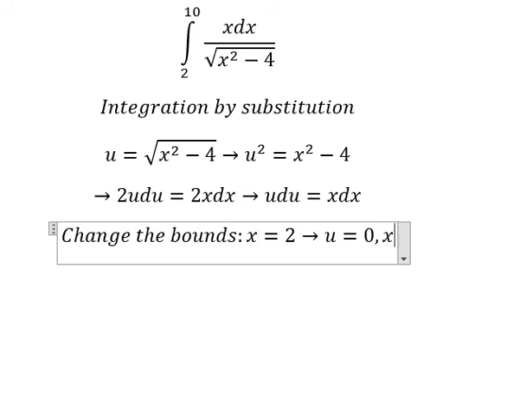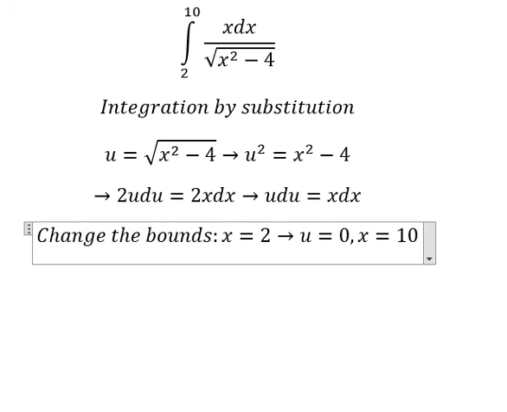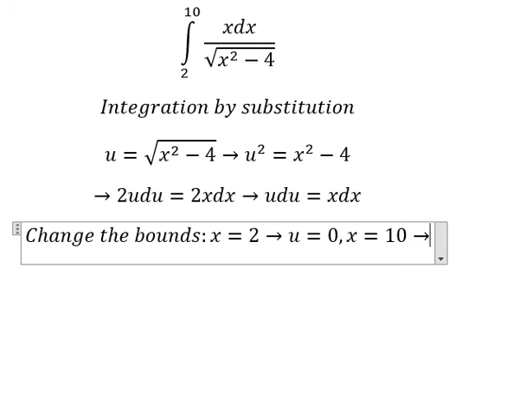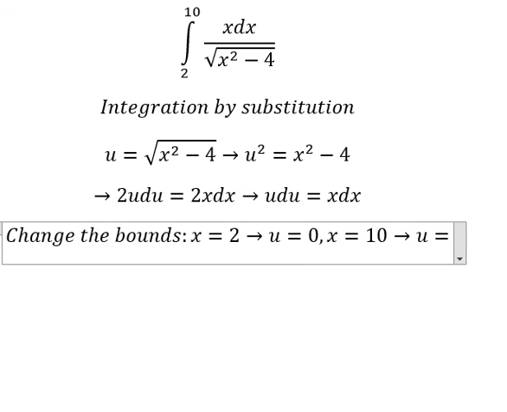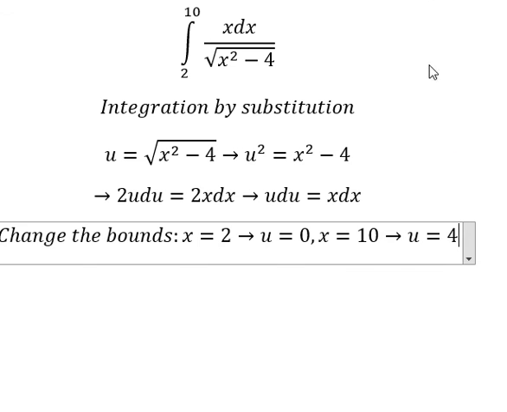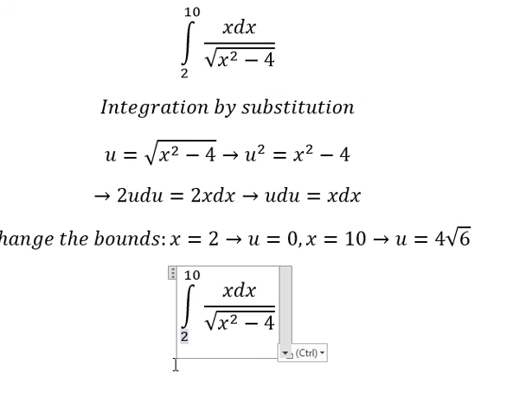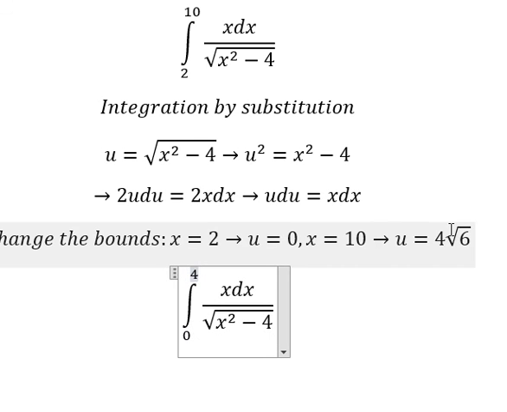When s equals 10, we put 10 in here and we find the value of u. That is u equals 4 times the square root of 6. So 2 we change to 0, and 10 we change to 4 times the square root of 6.